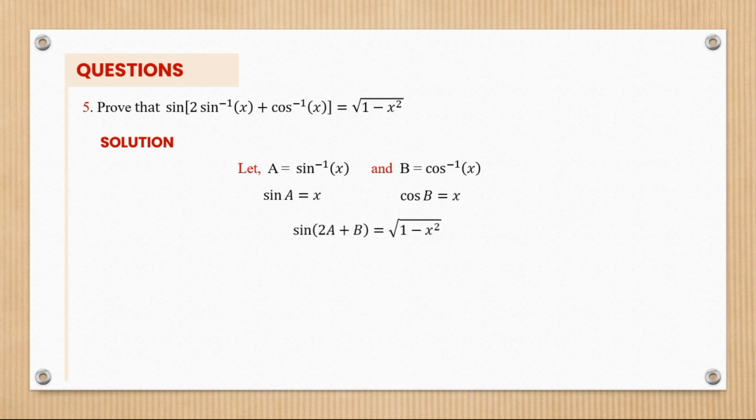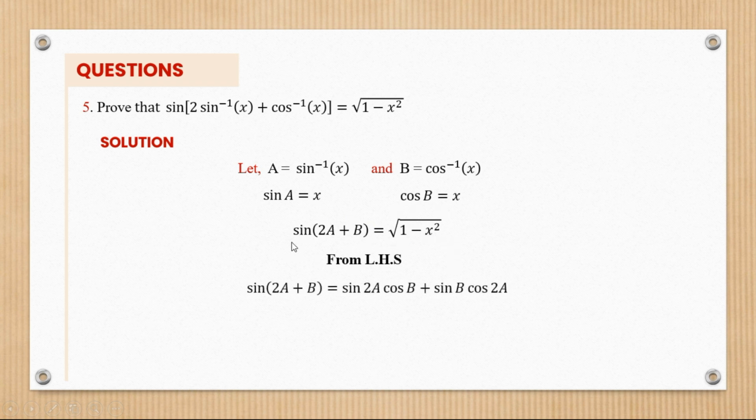So now we can already put everything back. Remember that we have this sine outside, so we're going to substitute this back. Where there is sine inverse of x, we shall put A. So we'll end up having sine of 2A plus B is equal to root of 1 minus x squared. So now this is what we have to prove. So we have to prove that sine of 2A plus B shall give us root of 1 minus x squared.